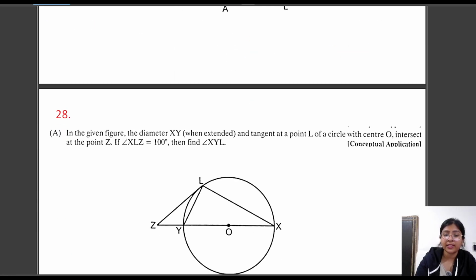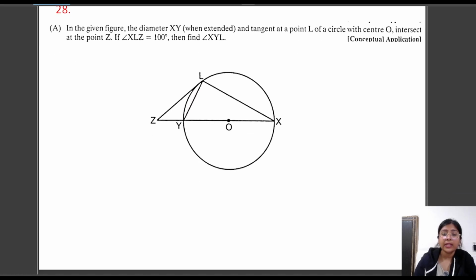Okay, yes, next question. In the given figure, this is the given figure, XY is the diameter. If XY is the diameter, this XLY is a semicircle, and we know from the class 9 theorem this total angle will be 90 degrees because the theorem says that the angle in a semicircle is 90 degrees. So this angle is 90 degrees.